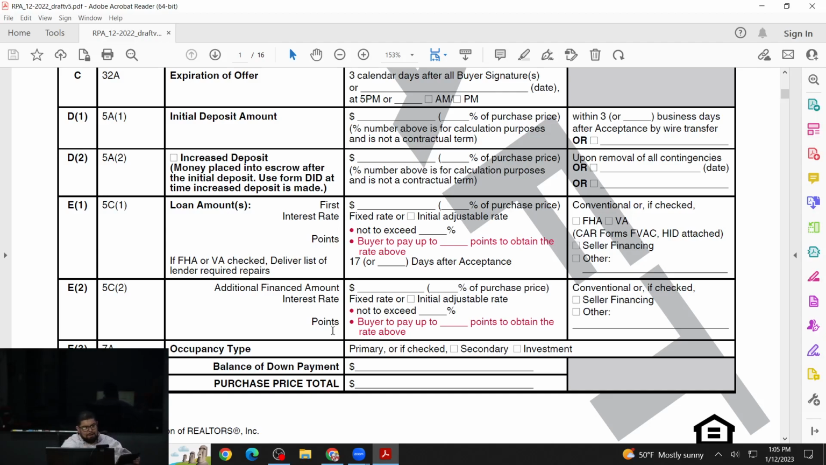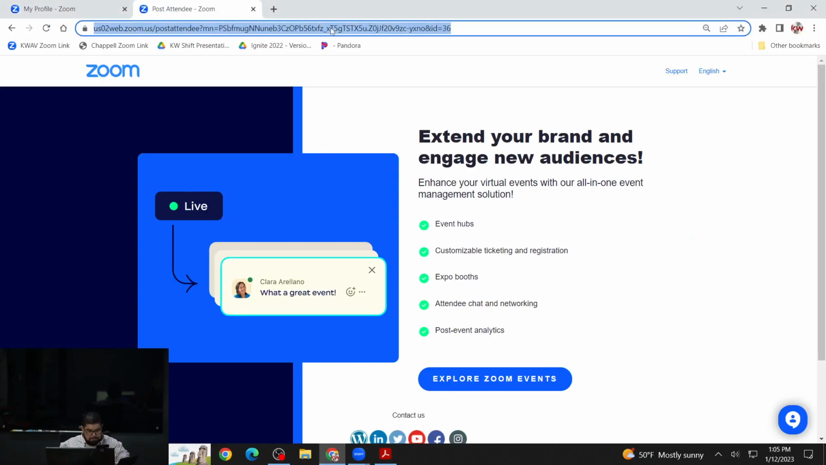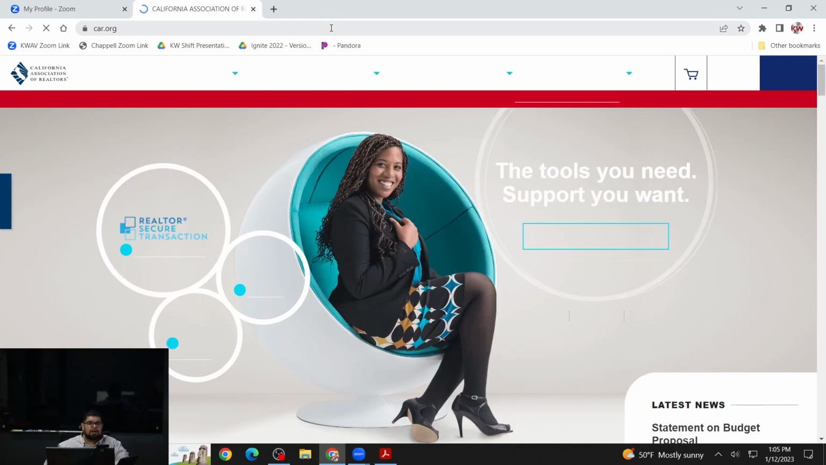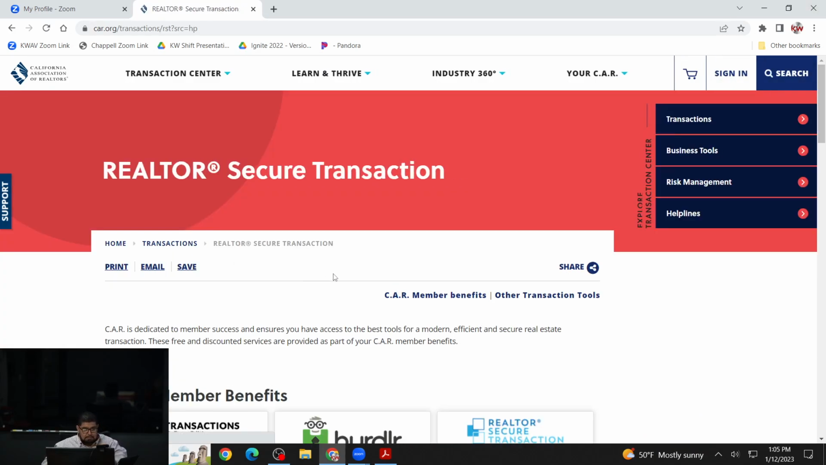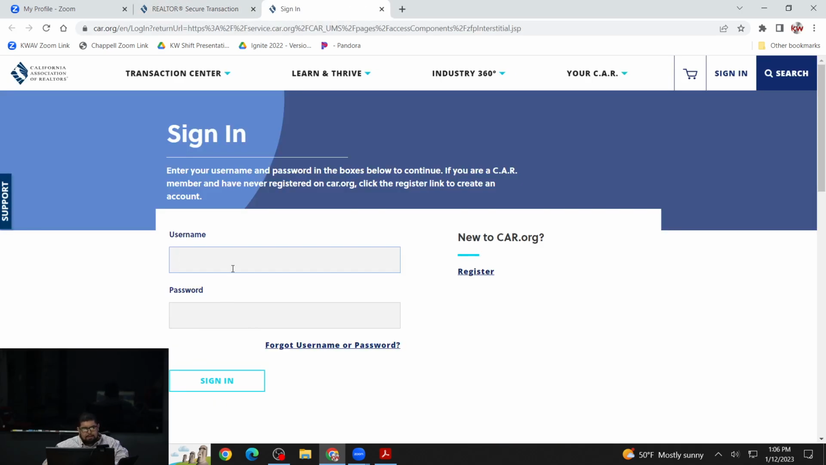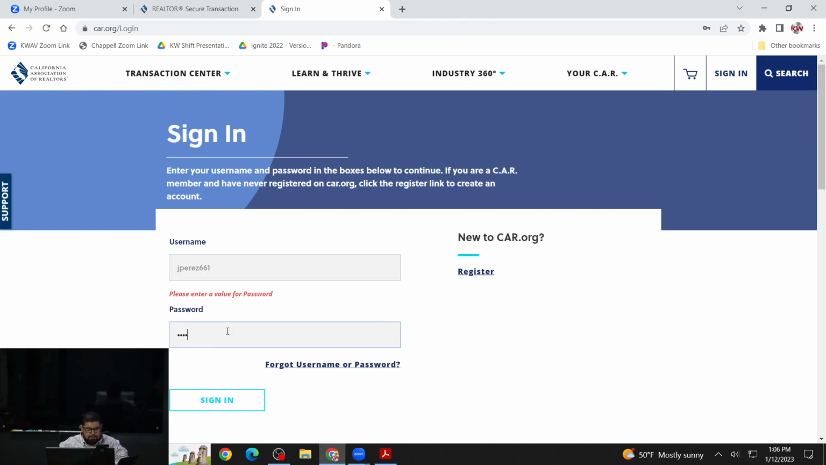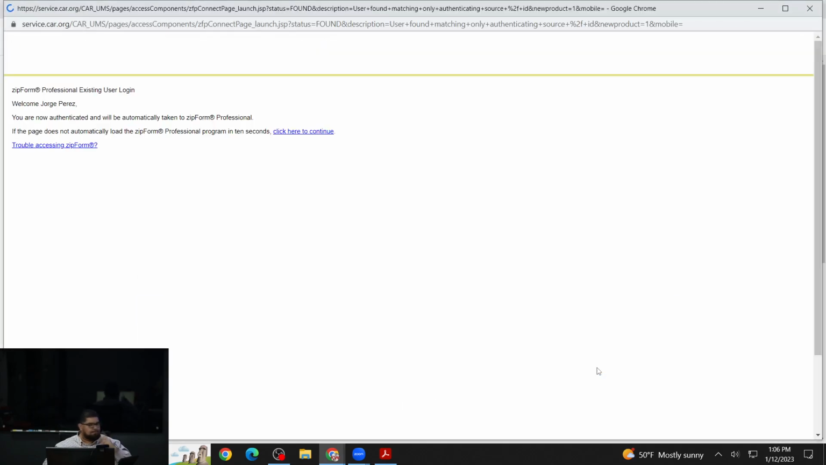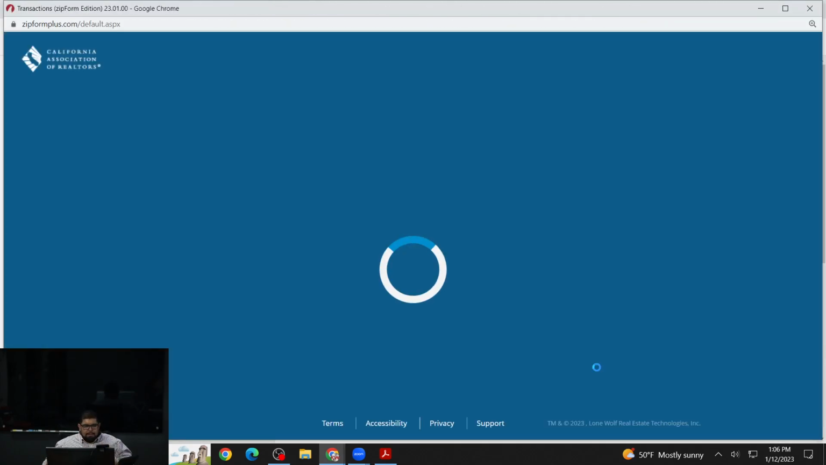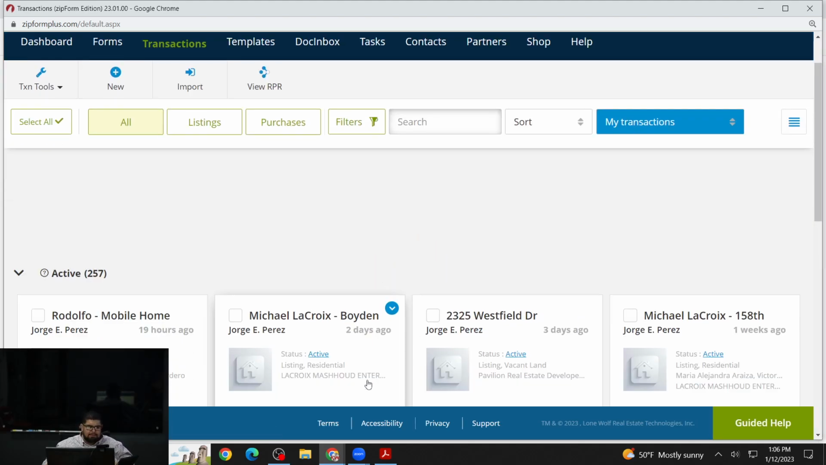So let me open up zip forms so you guys know what I'm talking about. Okay, so if I go to car.org, for you guys that don't know how to access zip forms, you go to car.org, click sign in. I do it this way, hit transactions, hit access now right there in that grid, type in my login and my password. It's going to validate my membership. Once it turns yellow, I click it again, and then it takes me into zip forms.